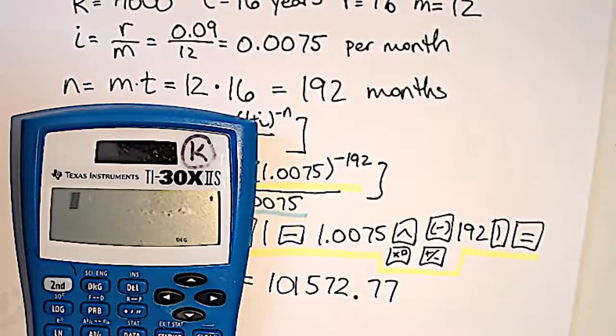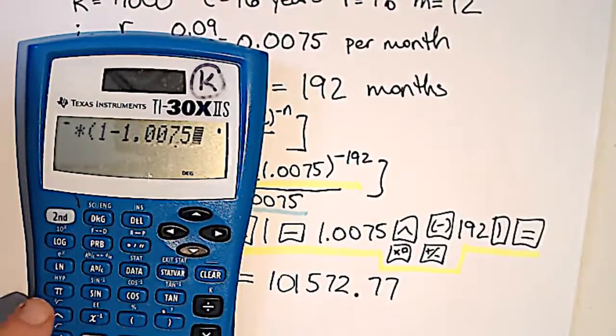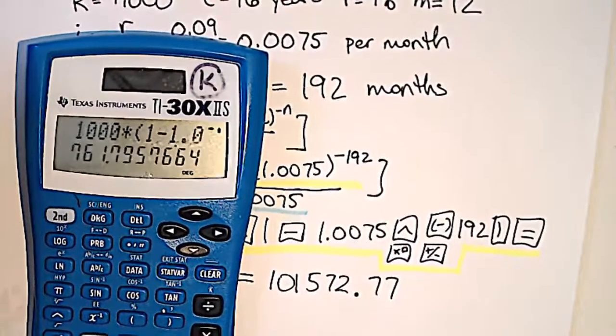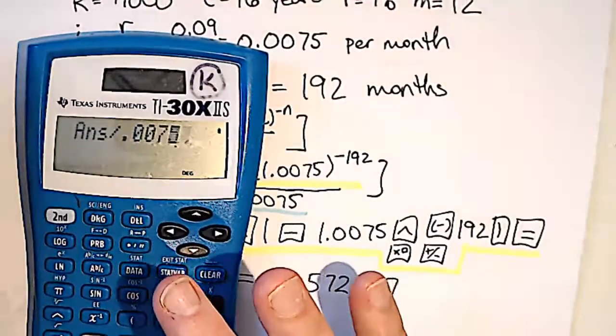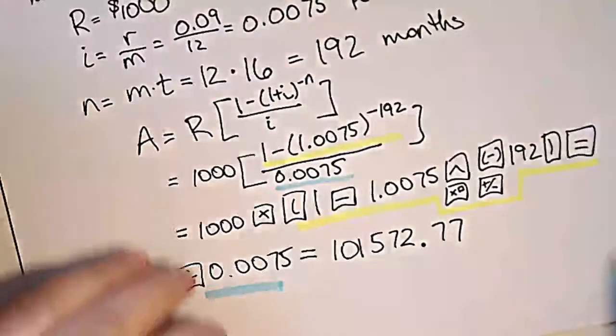So what I'm going to do is 1,000 times, open the parenthesis, 1 minus 1.0075. And in my calculator, the raised to a higher power is this one. Raise it up, opposite sign, 192, close parentheses, equals. And then I divide by 0.0075, the interest rate per period, and I get that amount.